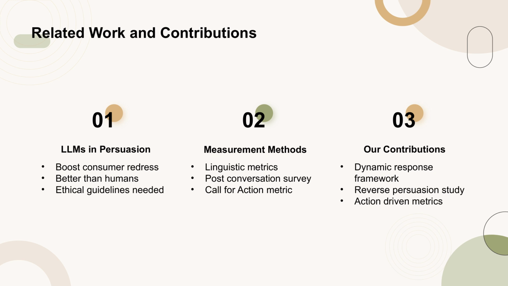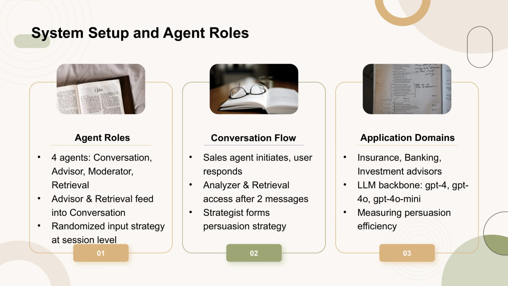The chat application is structured with 4 distinct agents: the conversation agent, advisor agent, moderator, and retrieval agent. The advisor and retrieval agents provide inputs to the conversation agent, which ultimately decides the final utterance. A randomized strategy, similar to an A/B test, is employed to either exclude an auxiliary agent's input or use all inputs for the utterance decision. This strategy is applied at the session level and tracked for each session. The default workflow of a chat session is illustrated in Figure 2.